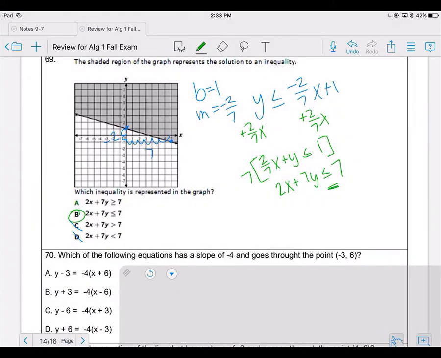Also remember, if you forget how to put them into standard form, you could take all of your answer choices and solve all of them for y and see which one matches.